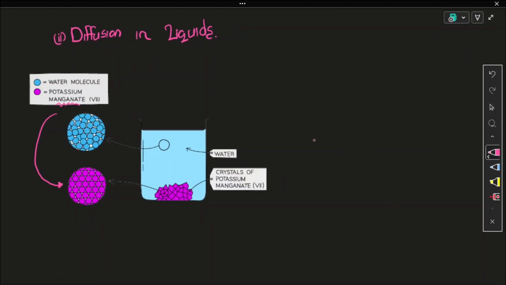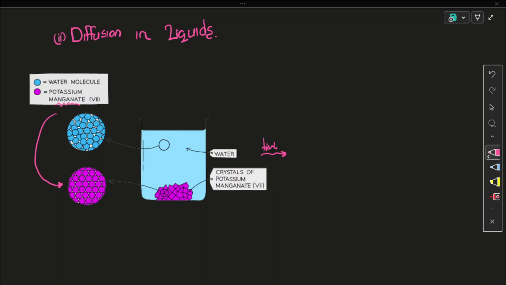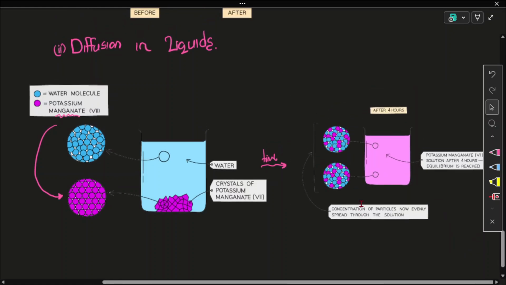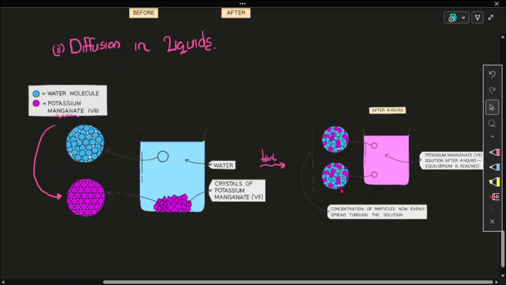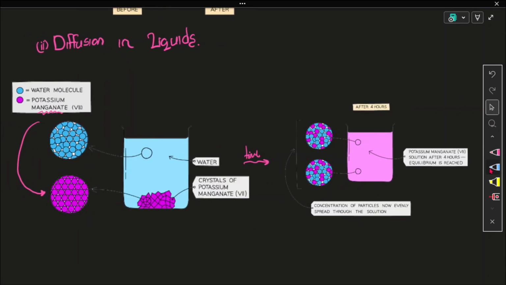And we do the same thing. We simply allow some time to pass. And then when we come back to this container, this is what we shall observe. What have we observed? The water is now a completely different color. Water is now light purple.